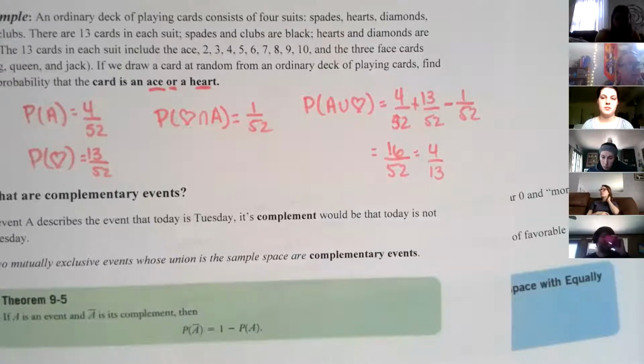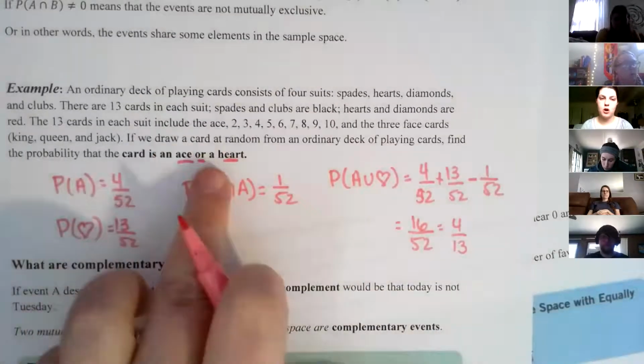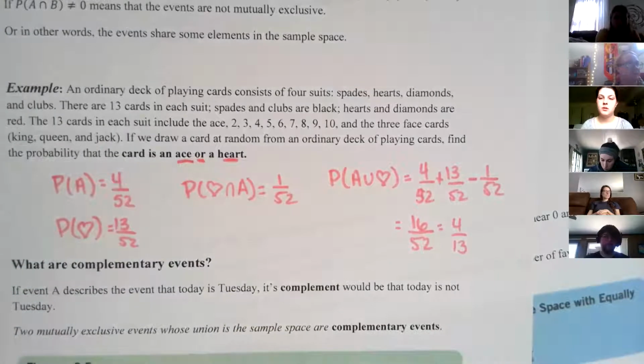Does that make sense to everybody? The 16 out of 52, that's the probability for what? Card is an ace or a heart. Or a heart. Oh, okay. Gotcha.